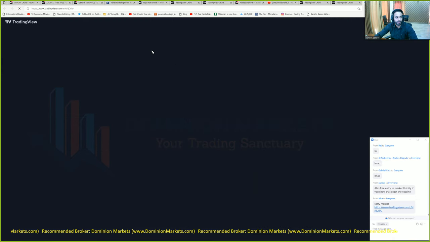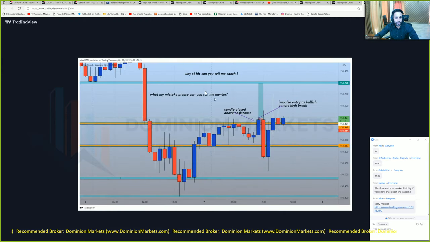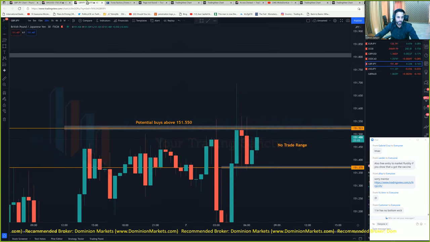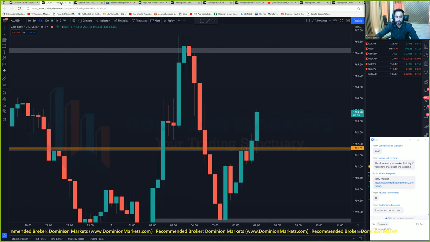Here's another chart over here. Okay, this is candle close above resistance. Makes sense. 1 hour time frame. Impulse entry as candle high got broken, and then candle came down. Why did the stop loss hit? Can you tell me? Stop loss hit because I guess price wanted to go down. That's the only thing I can say at this point. Candle close above resistance. The only thing you could have done at this point is to manage risk. That's it. There's no why stop loss hit. The main thing is how did you manage risk? Did you lose less than what you anticipated to lose?